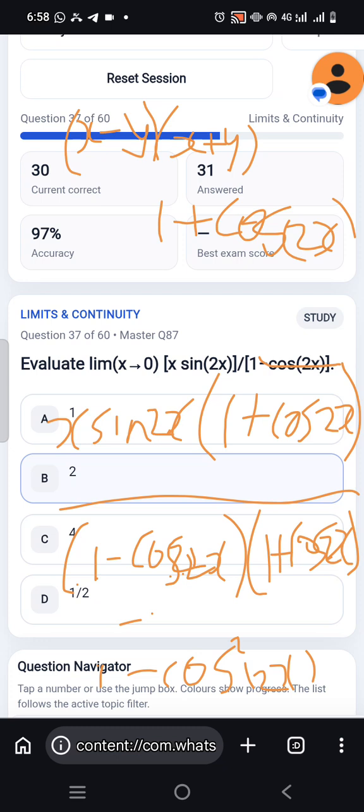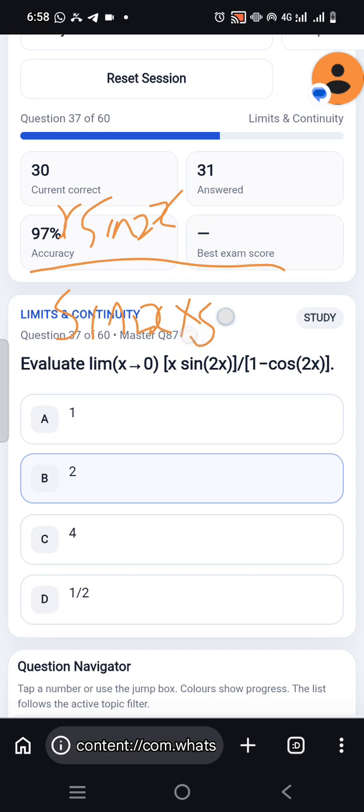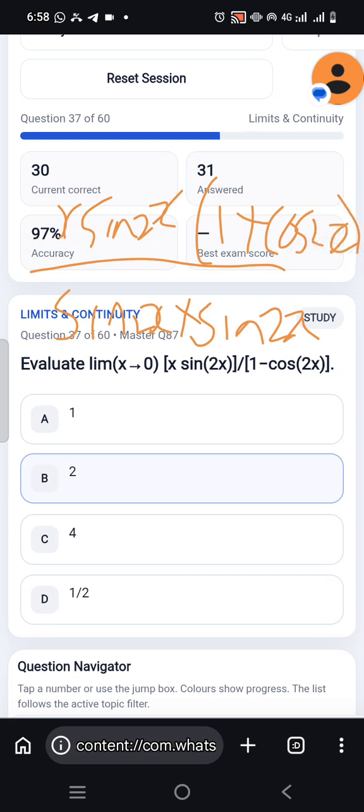So this 1 minus cos square 2x, 1 minus cos square theta is the same thing as sin square theta. So this is the same thing as sin square 2x. Do you get it? So that means that I have x times sin 2x all over sin square 2x. Let me write it again. Sin square 2x is the same thing as sin 2x times sin 2x, like sin 2x twice. And remember that in the numerator I have 1 plus cos 2x. So of course this cancels this.